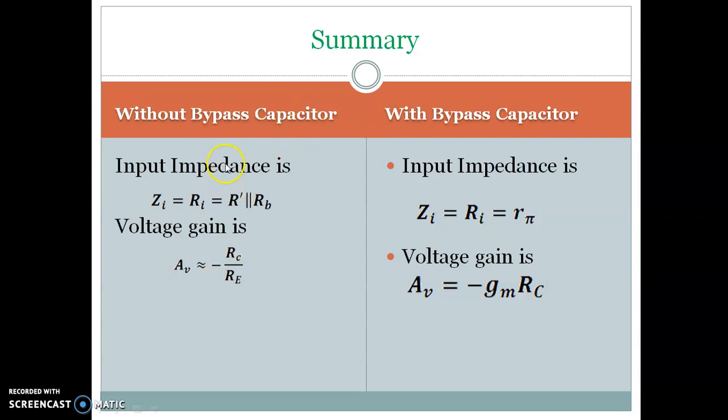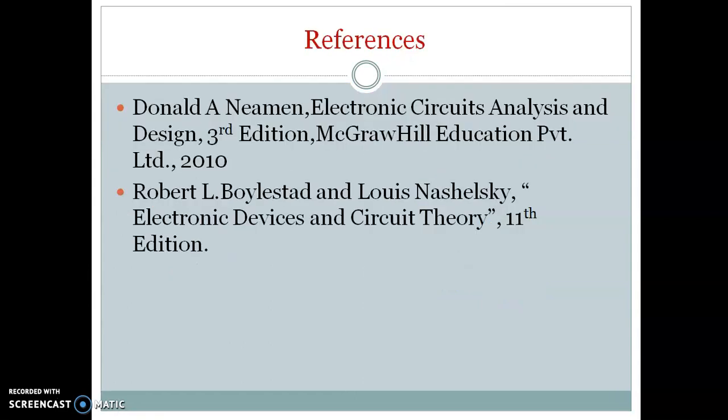So with and without bypassing capacitor: without the bypassing capacitor, the input impedance is R dash parallel Rb, which is greater, and voltage gain is minus Rc by Re, which is very small. With the bypassing capacitor, we can see the input impedance is R pi, which is a very small quantity, but the voltage gain is minus Gm Rc, which is a very large quantity.